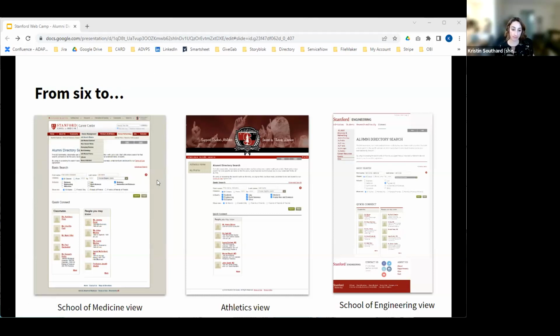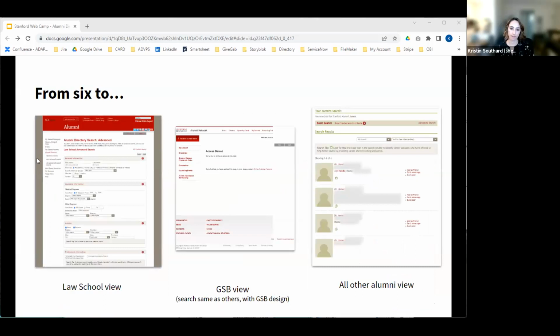For example, the School of Medicine had certificate holders, like interns, that could access this but couldn't see other people across the university. So they were each housed in their own silo. You see School of Medicine, Athletics had a nice design as well, School of Engineering. The law school also had their own instance, GSB, and the Alumni Association one as well.